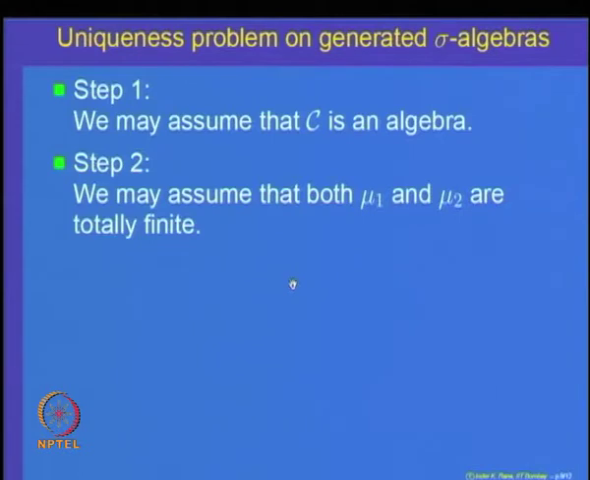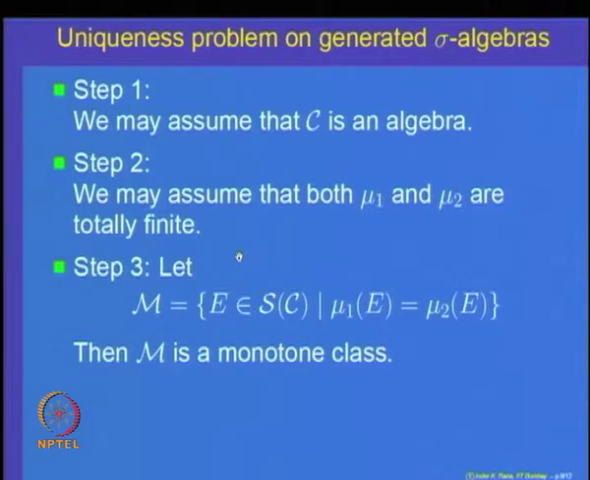So, for that let us write. To prove the final step, let us write M to be the class of all those elements of S of C, where mu 1 and mu 2 agree. And what is the aim to prove? Our aim is to prove that this collection M is nothing but S of C. We are picking up subsets of S of C. So, M is a subclass of S of C. We want to prove that this is equal to S of C, and that is proved as follows.